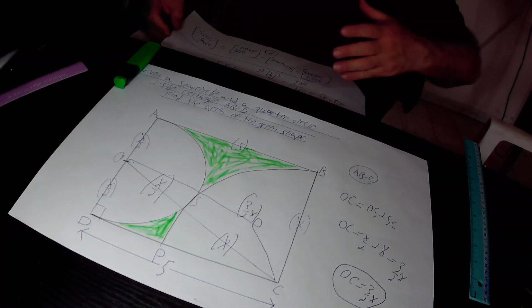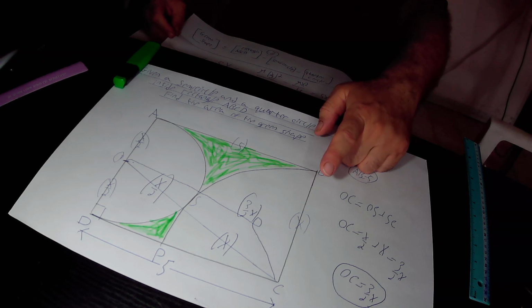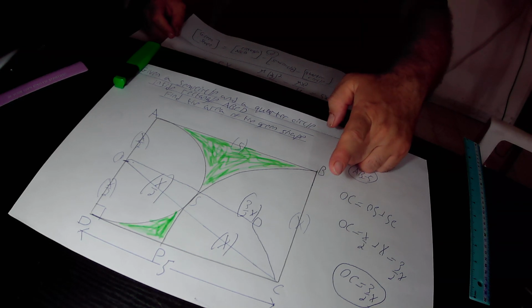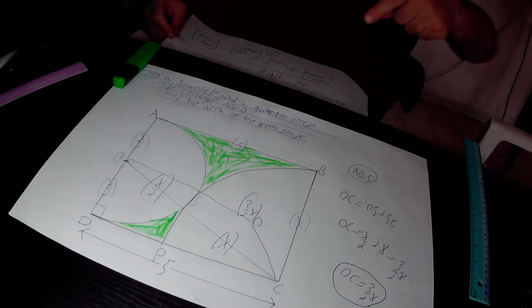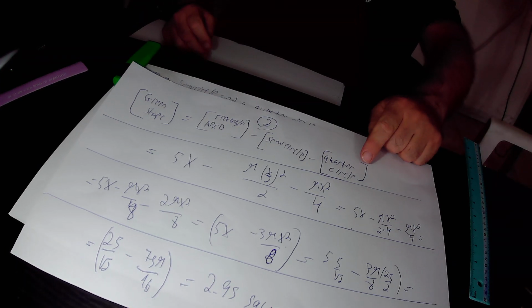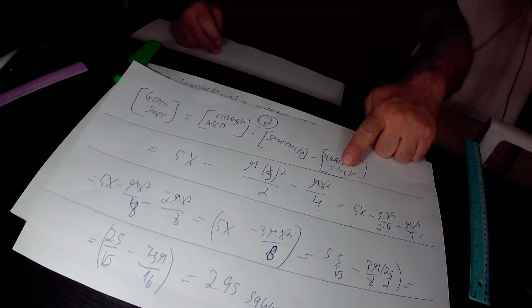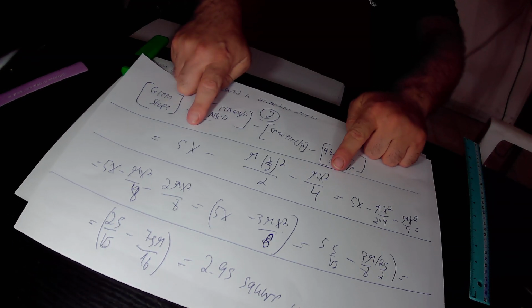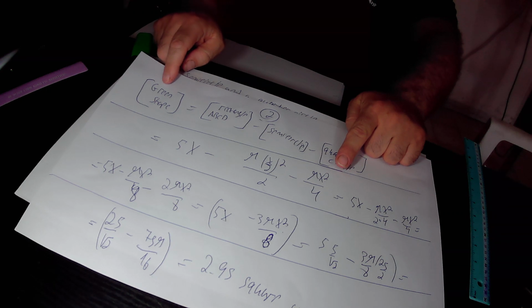What is the area of the quarter circle? We know that the radius of the quarter circle is x. Therefore, the area of the quarter circle must equal pi x squared over 4. So in total, the value of this expression is equal to the area of the green shape.